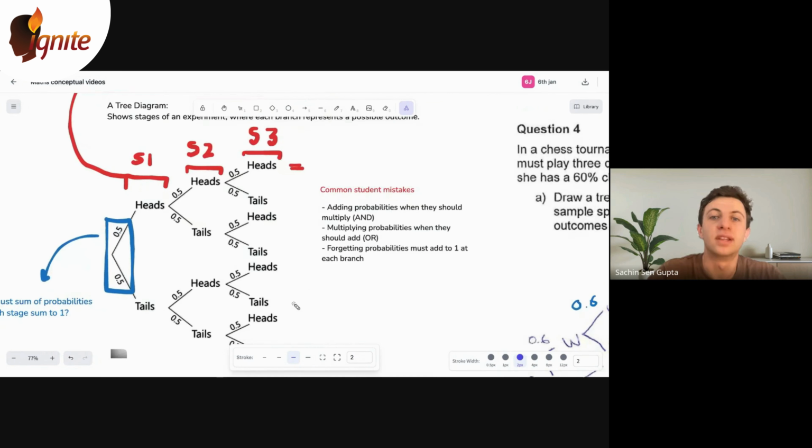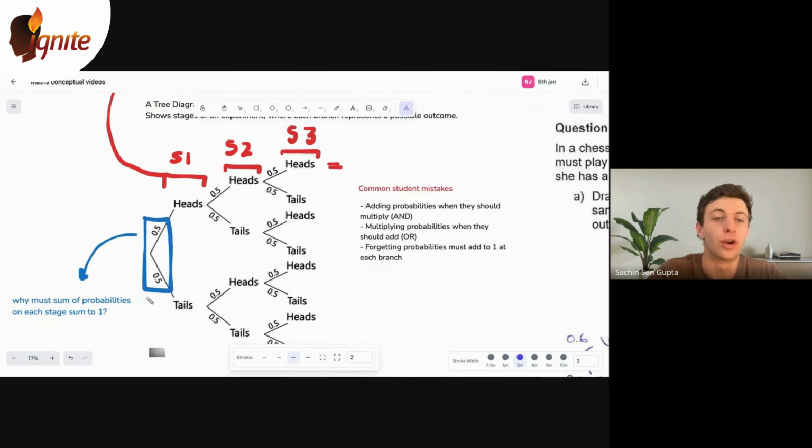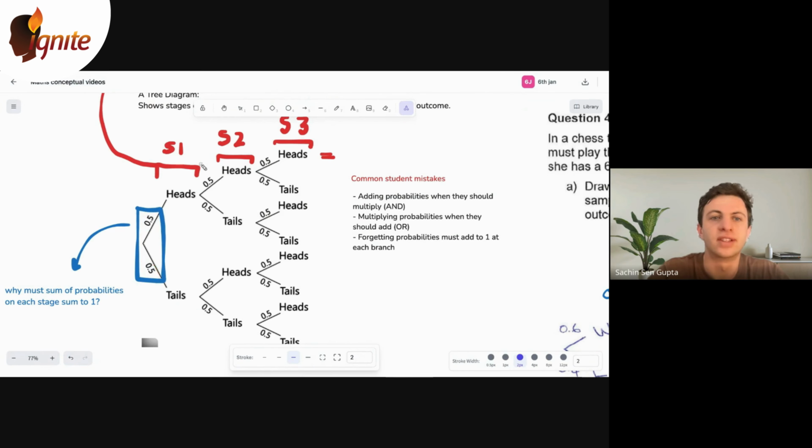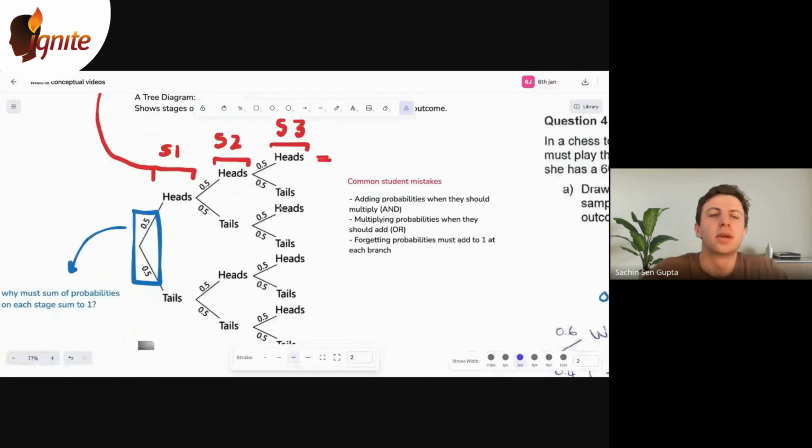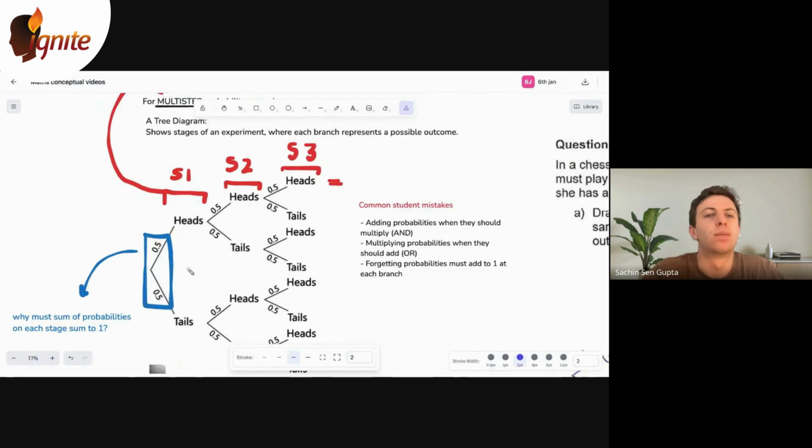Now, one of the common things is that students might not check if their probabilities add up to 1 at each stage. They have to add up to 1 because 1 represents the certainty of an outcome. In other words, it is certain that a heads or a tails will occur in that first stage. So 0.5 plus 0.5 is 1. Notice it's the same for heads or tails in the second stage, or in the third stage. It's going to add up to 1. That's really key. It just represents all the possibilities.